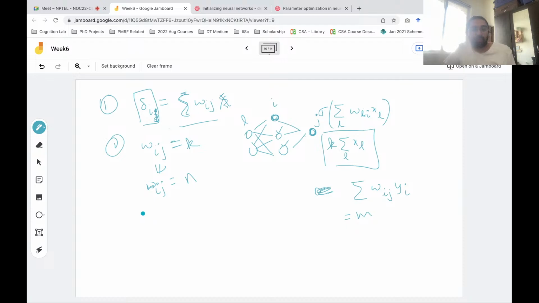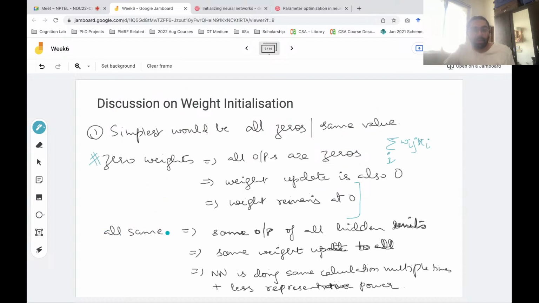Okay, for example, there was some function that you were trying to model. Let's say the target function y, which you want to predict, was actually some function of your input and some weights, but these weights were different. You will never be able to model it just because all your weights have the same updates. So these are the two reasons why all-same initialization won't work.